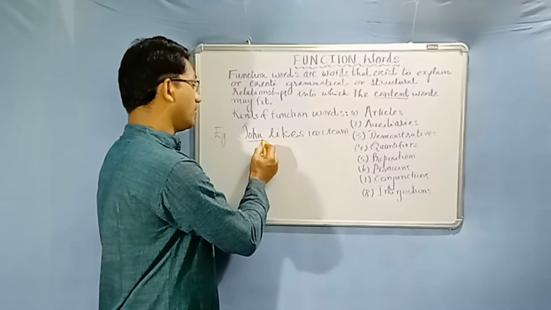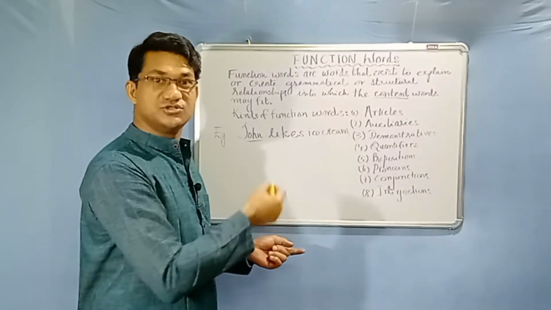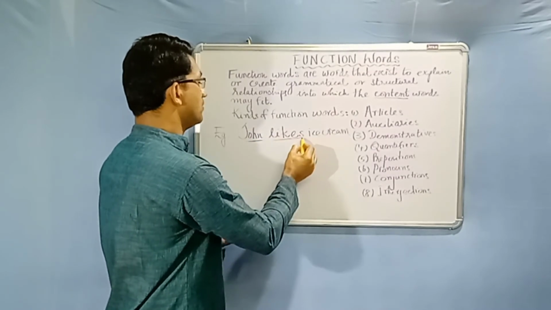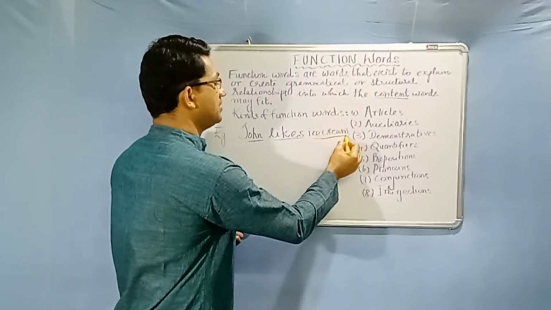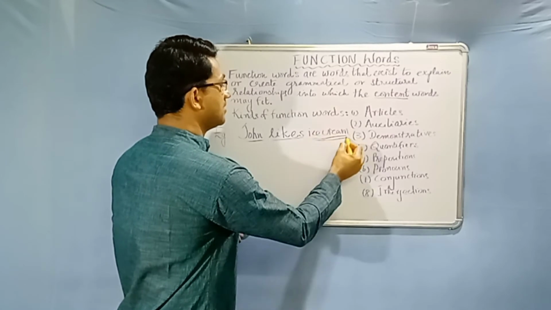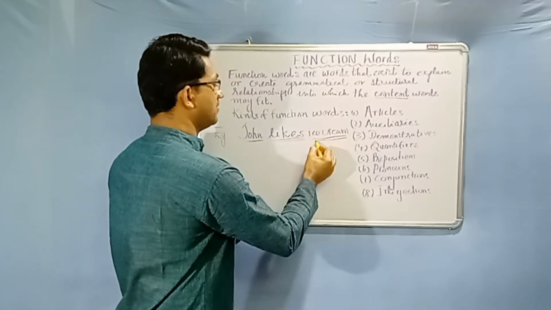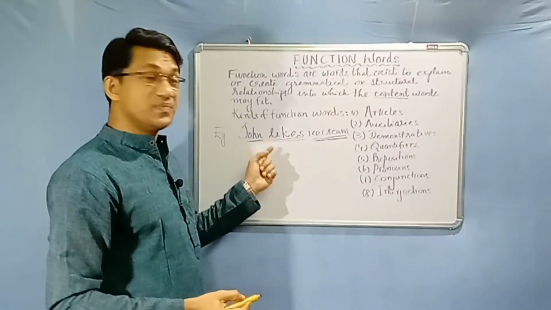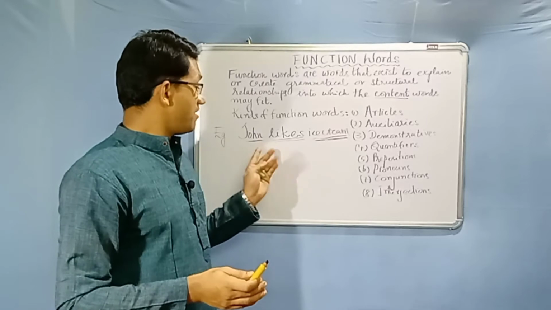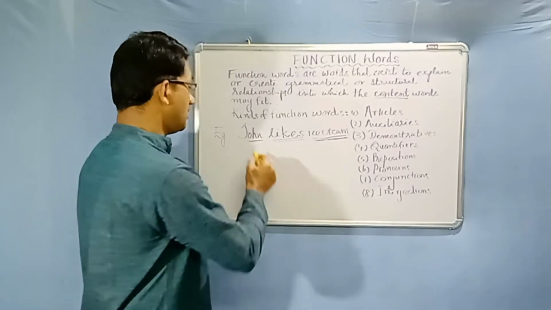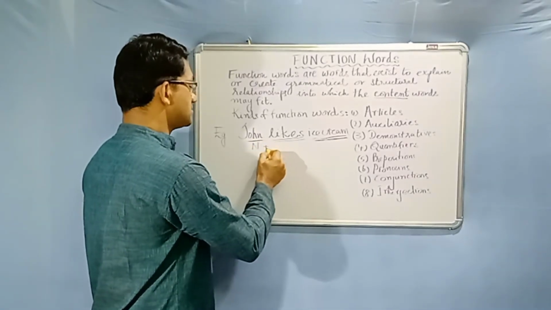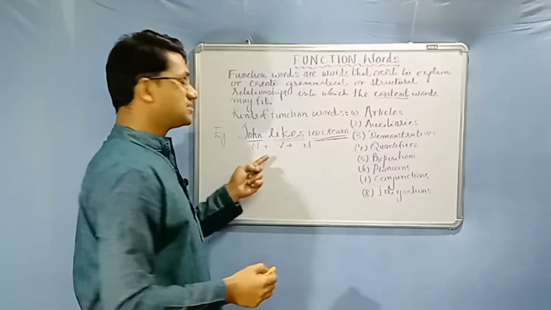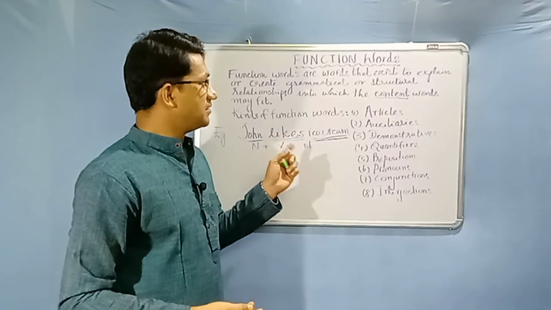You have John likes ice cream. John is a noun, likes is a verb, and ice cream is another noun. So we have a sentence like John likes ice cream. In this sentence, we have noun plus verb plus noun. This is the structure of this particular sentence.